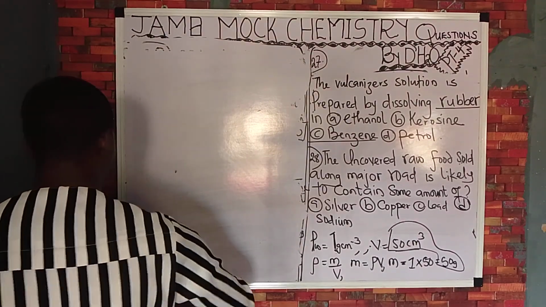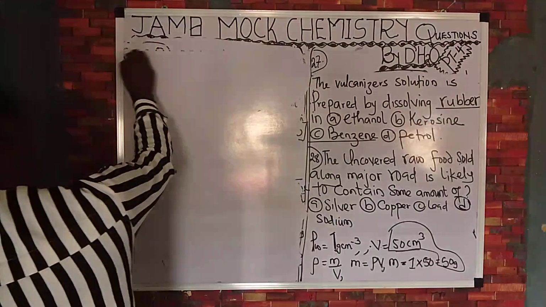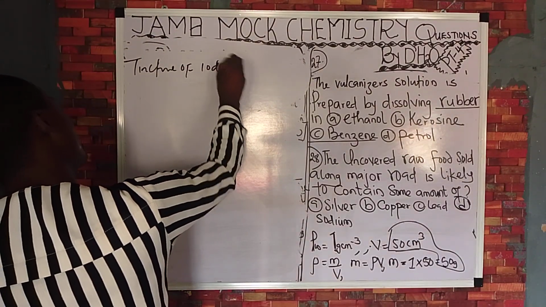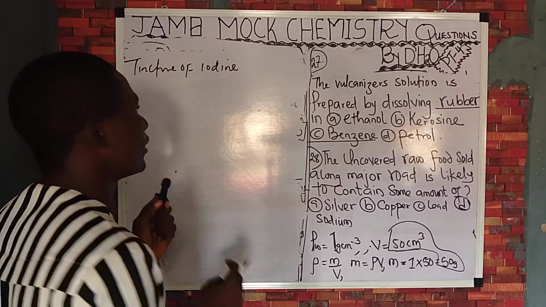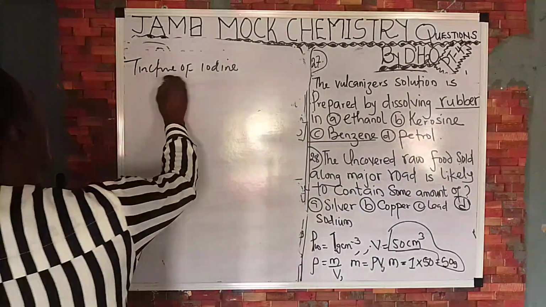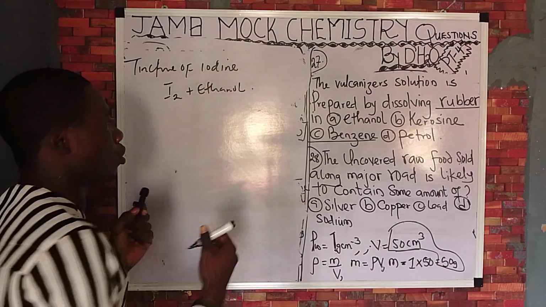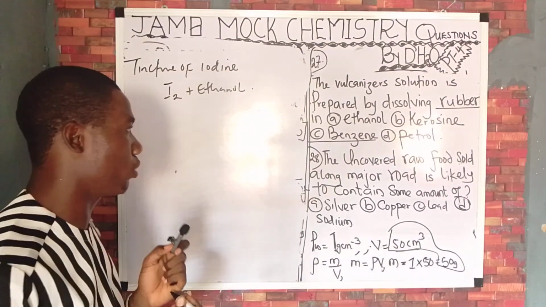there's what we call tincture of iodine. What is tincture of iodine? Tincture of iodine is a solution prepared by dissolving iodine in ethanol. That's what gives us tincture of iodine, and it's used to clean wounds, okay?